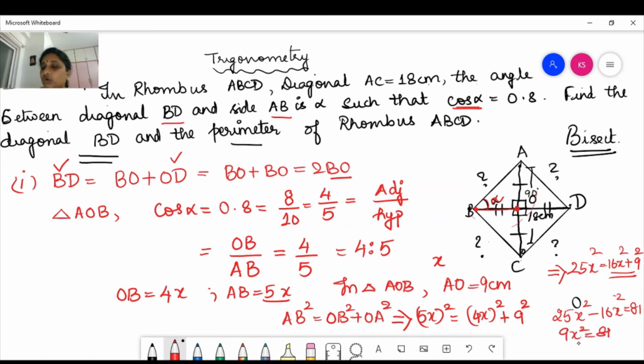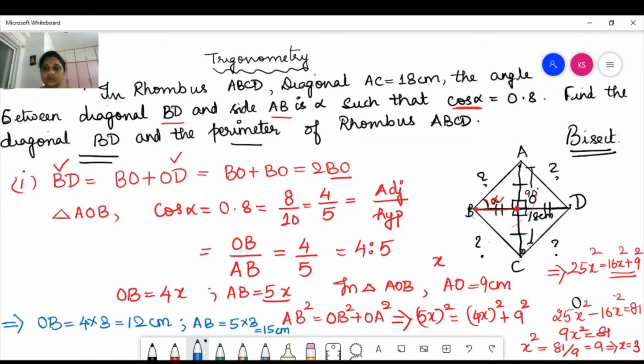To find the value of x square, let's try to isolate the variable, take 9, the numerical companion or the coefficient, to the other side. This 9 is getting multiplied to x square, so it goes as division on the other side. So 81 by 9, that's 9. So your x value is plus or minus 3. The ratio parts cannot be negative. We are dealing with length here, so it has to be only plus 3. So we have found the value of x as 3.